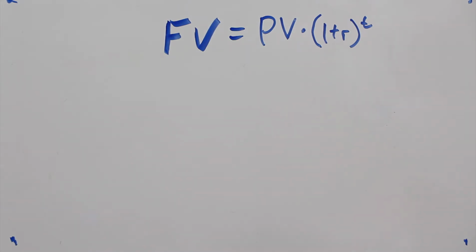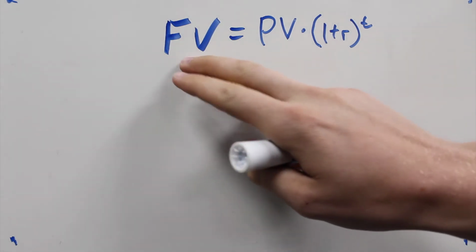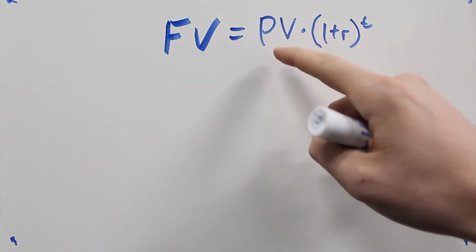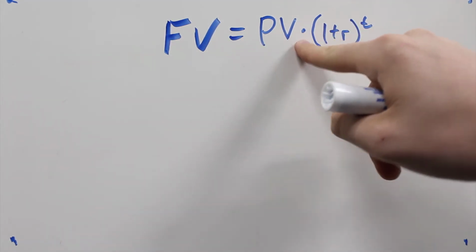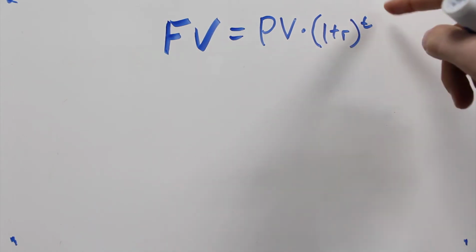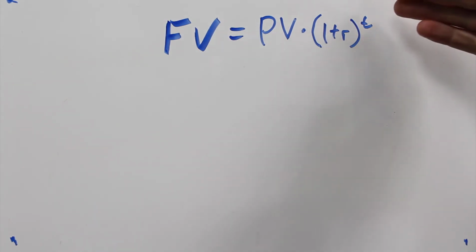The basic idea is the ending balance of a savings or investment or something will be equal to the present value, which is the starting balance, times 1 plus the interest rate to the power of t, the power of time, with the number of years.